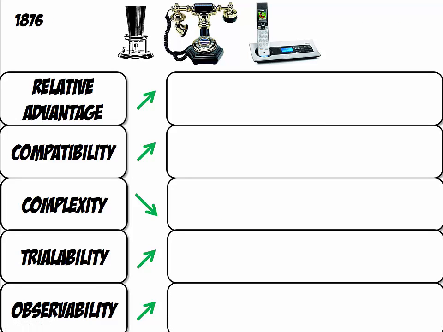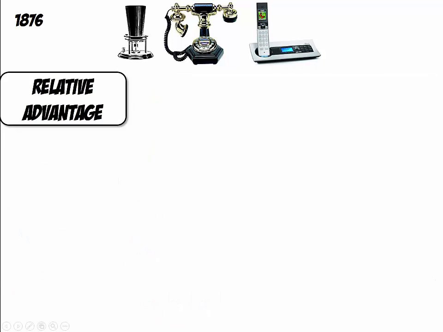Okay, let's now try to look at the product-based factors for the telephone at the time it was introduced in 1876 and try to predict the rate of adoption of this innovation. The first product-based factor is relative advantage, the degree to which a product is perceived as being better than the product it replaces. What benefits did the telephone provide over existing means of communication, such as in-person delivery, by messenger, or telegraph? What about cost?